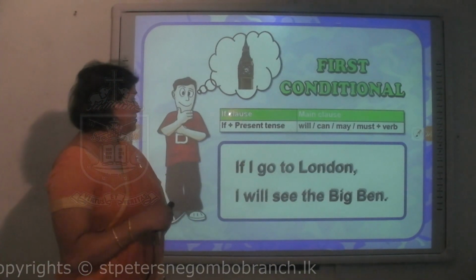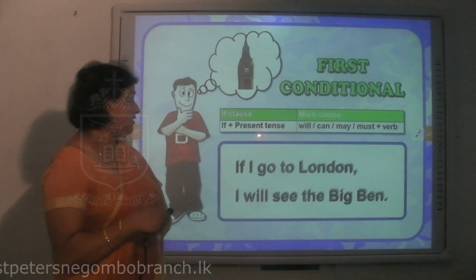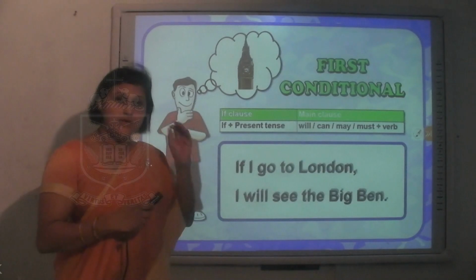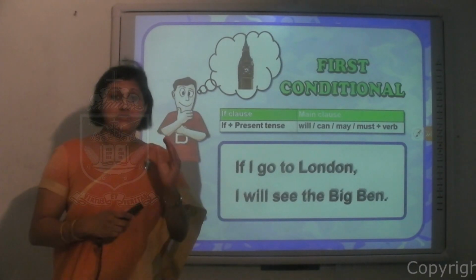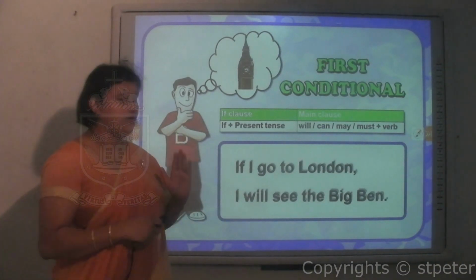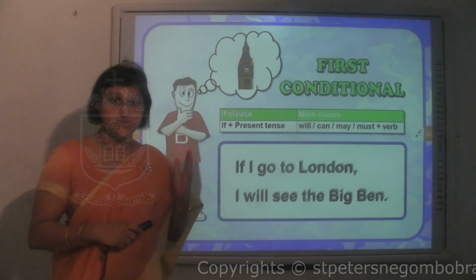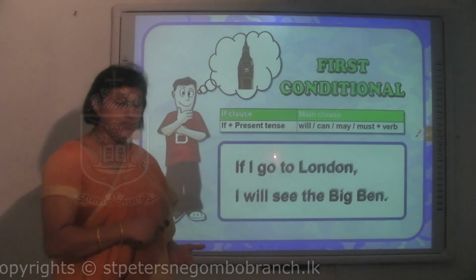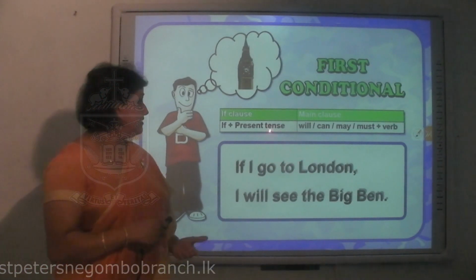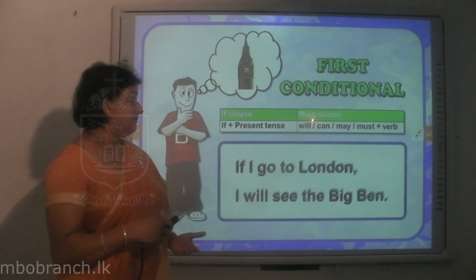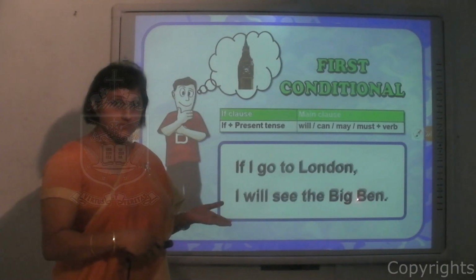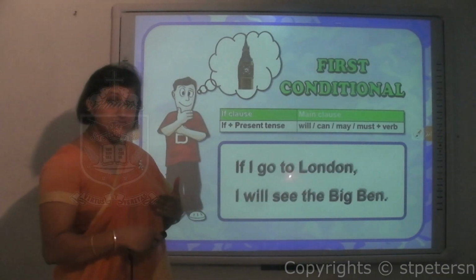If I brief you, there is the if clause and the main clause. The if clause is given in simple present tense. Every time it comes to conditional type 1, the if clause should be given in simple present tense. Here, in "if I go to London," the word go is in simple present tense. When it comes to the main clause, "I will see the Big Ben," it is simple future. The main clause is given in simple future.